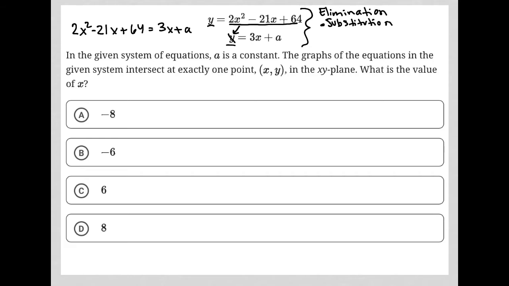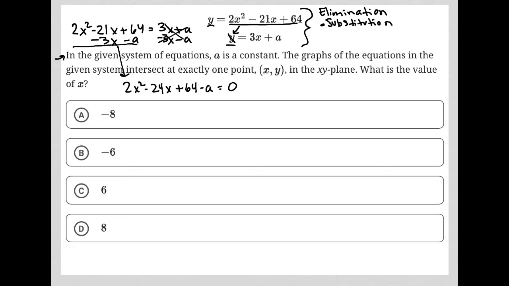Okay. Then I can simplify this, of course, by subtracting 3x and subtracting a from both sides. And what I'm left with is, and I'll go down here for space, 2x squared minus 24x plus 64 minus a is equal to 0. The question itself says, in the given system of equations, a is a constant. The graphs of the equations in the given system intersect at exactly 1 point.